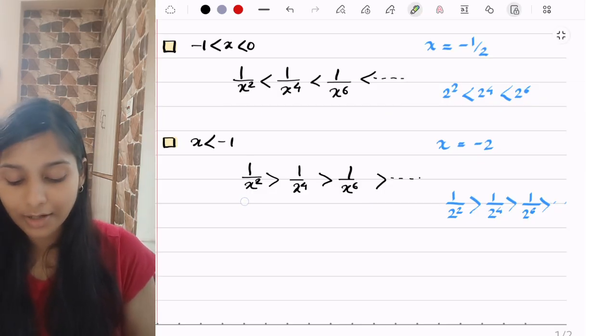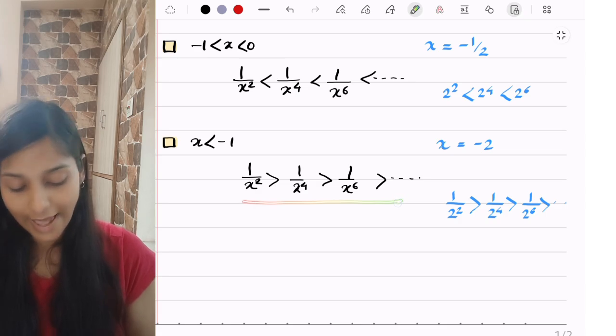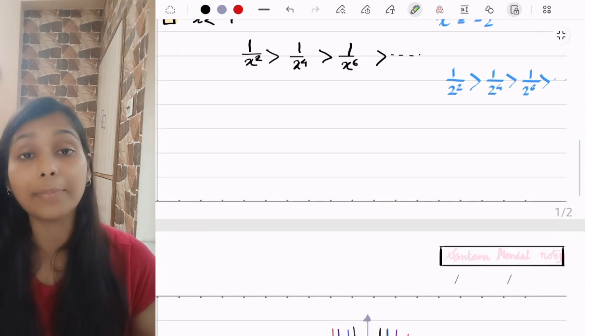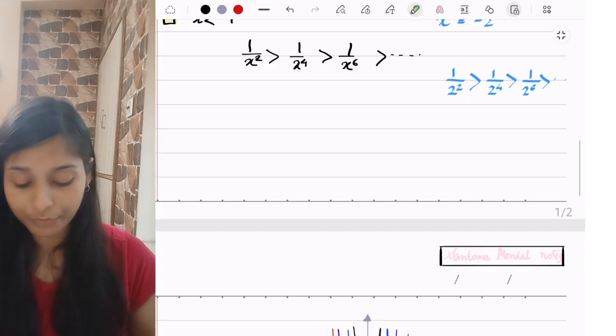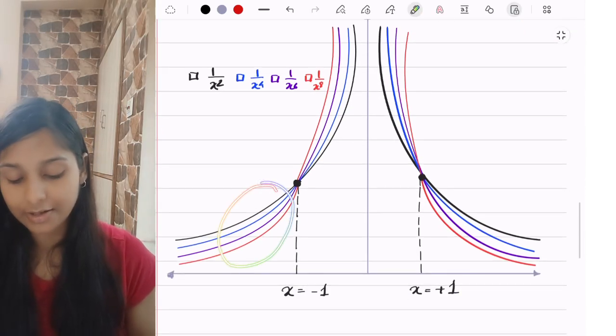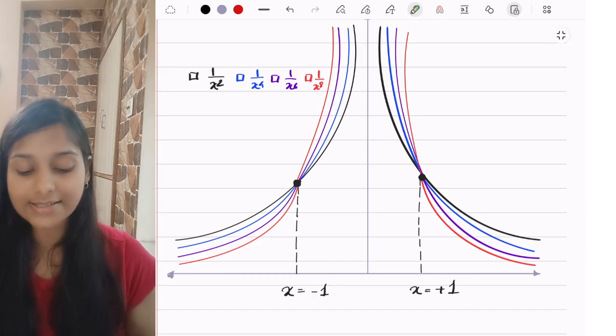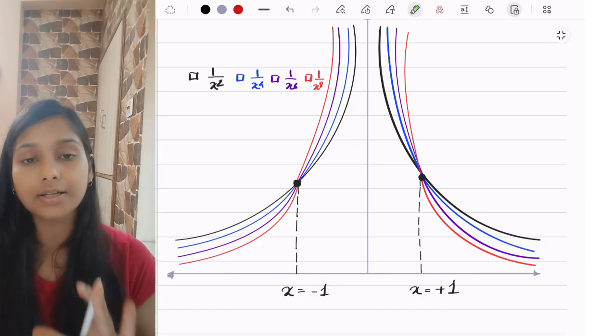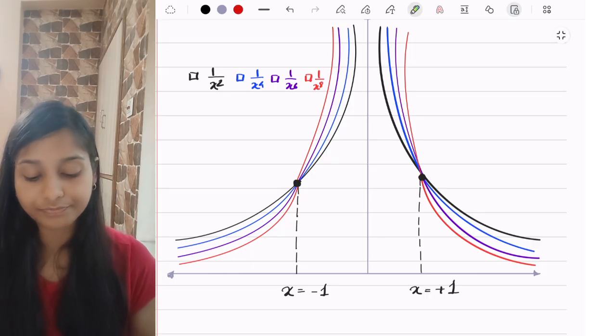And for the last part, which is this one, we have 1 by x square is the highest. So the black curve must be at the top. So here we can see that the black curve is at the top. So these curves are represented by this graph.